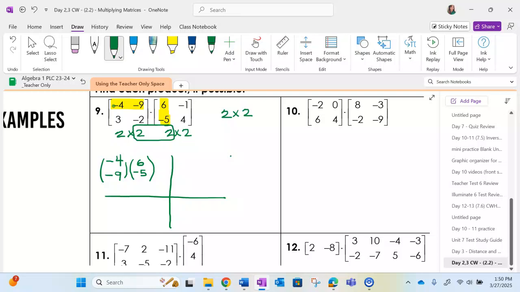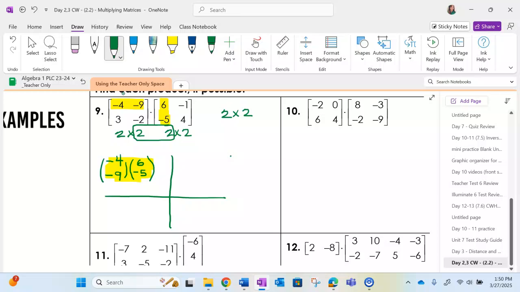The element is row 1, column 1. This box over here is row 1, column 2. So I'm going to highlight these so you know where I took these from. All right, I am going to multiply them together.